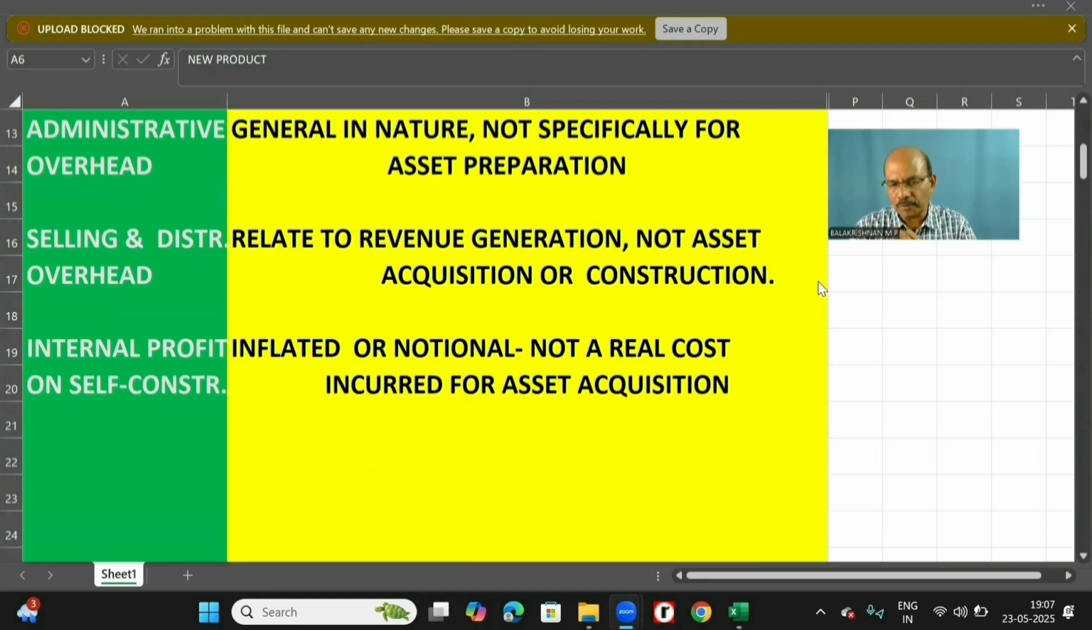Selling and distribution overheads. Costs relating to selling products are clearly unrelated to the acquisition or construction of PPE and are therefore excluded. These include marketing expenses, advertising costs, sales team's travel and accommodation, promotional material, freight or distribution to customers, etc. These are costs related to revenue generation and not asset acquisition or readiness.